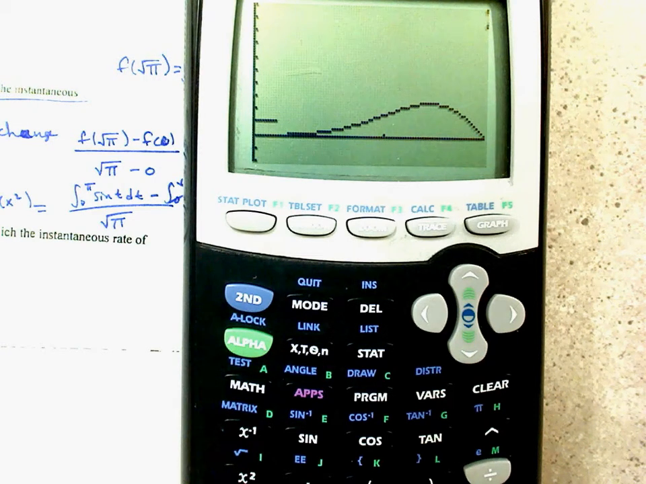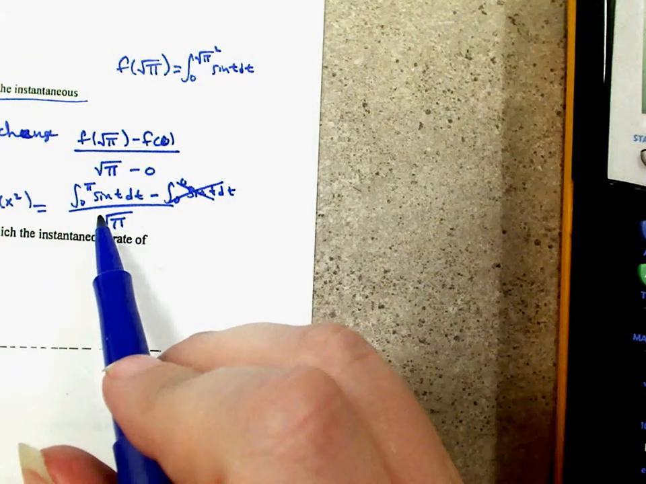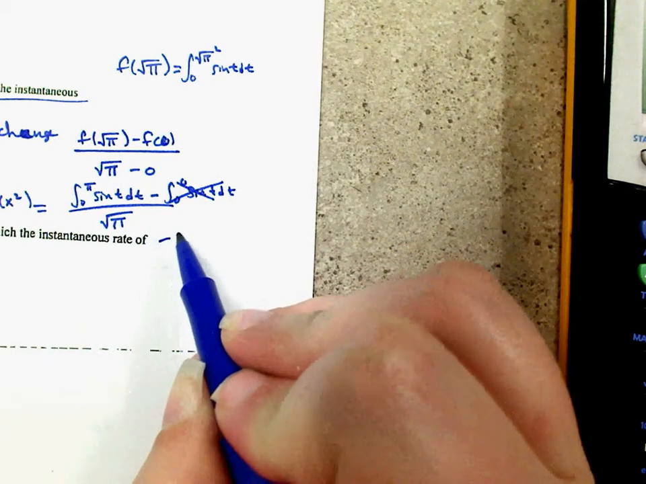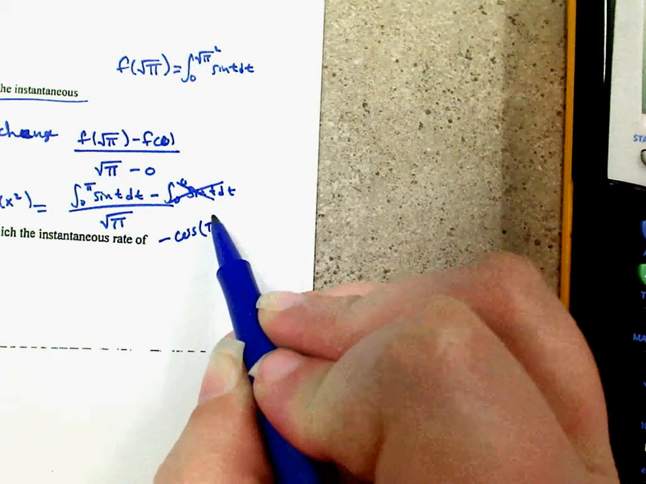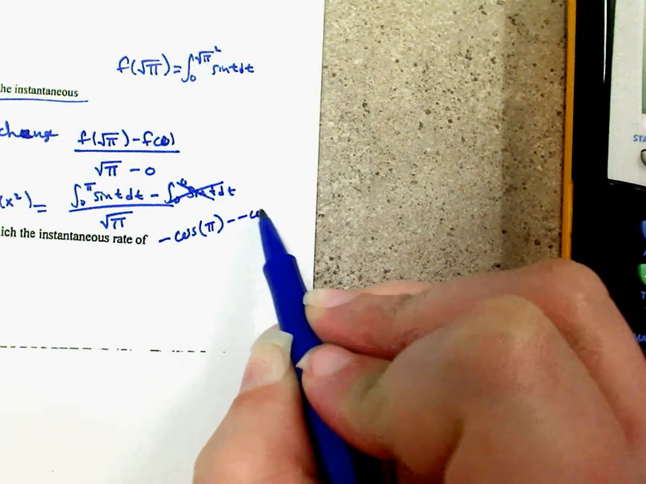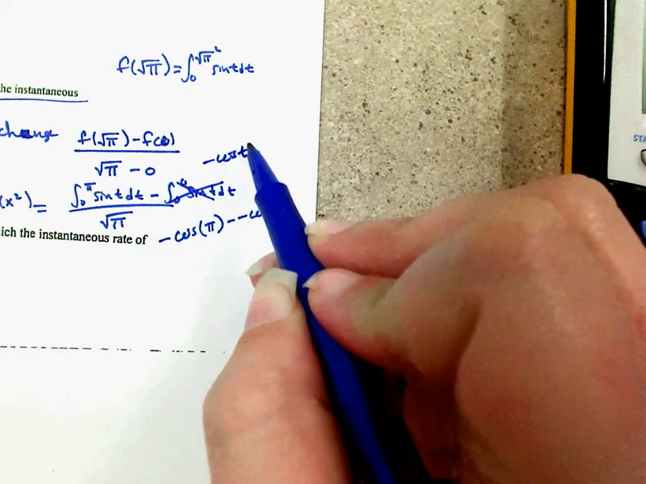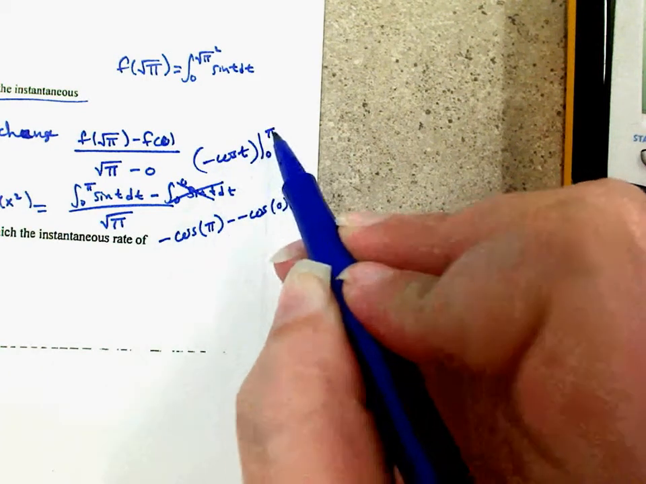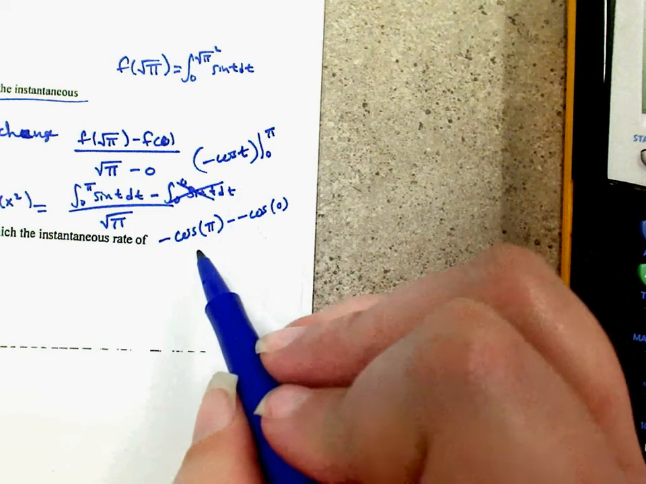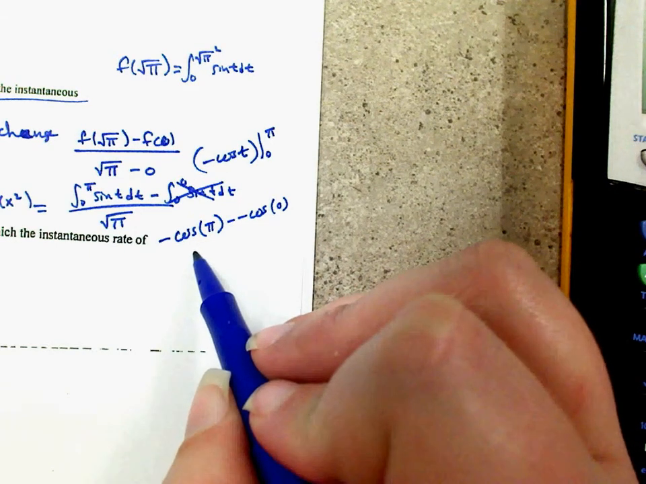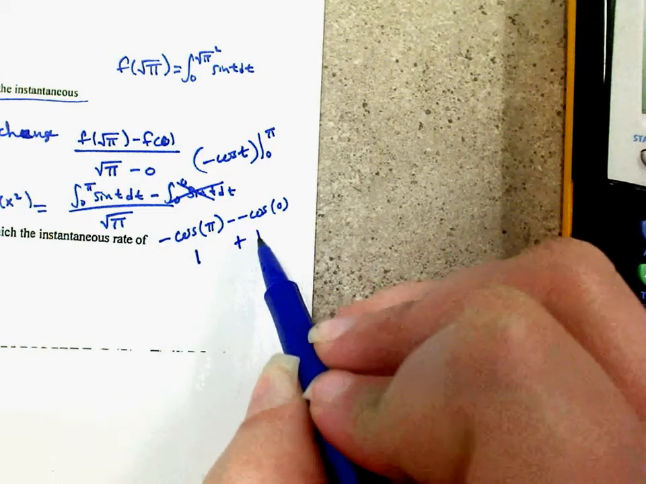When you graph an integral, it's having to think the whole time. So it probably would have been smarter to actually take the antiderivative sign. What's the antiderivative sign? Negative cosine of pi minus a negative cosine of 0, because it's a negative cosine of t evaluated from 0 to pi, right? What's negative cosine of pi? And that's plus 1, so 2 divided by square root of pi.